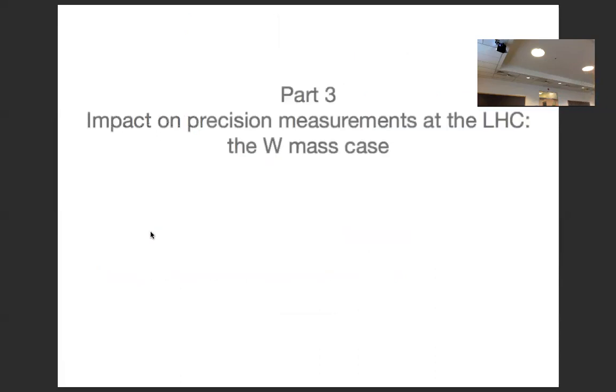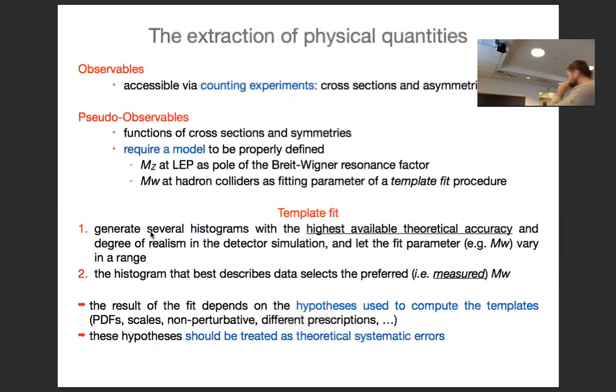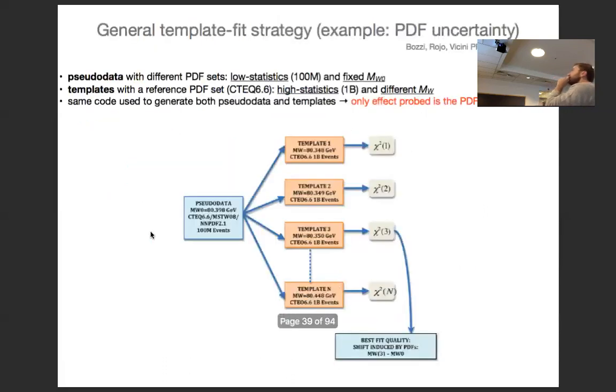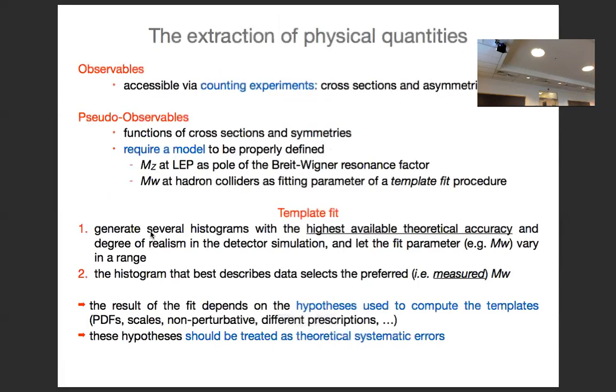Just really, I promise I will be really fast on the impact on precision measurements at the LHC, and I will show you the W mass case. At hadron colliders, you have observables and pseudo-observables. Observables are easy because you can count them. Cross-sections and asymmetries are easy. You count your events, and that's your measurement. Pseudo-observables are functions of cross-sections and asymmetries, for instance the W mass and the Z mass, and thus they require a model to be properly defined.